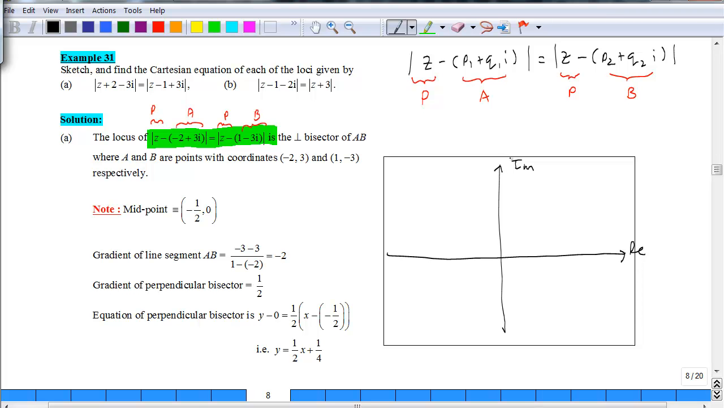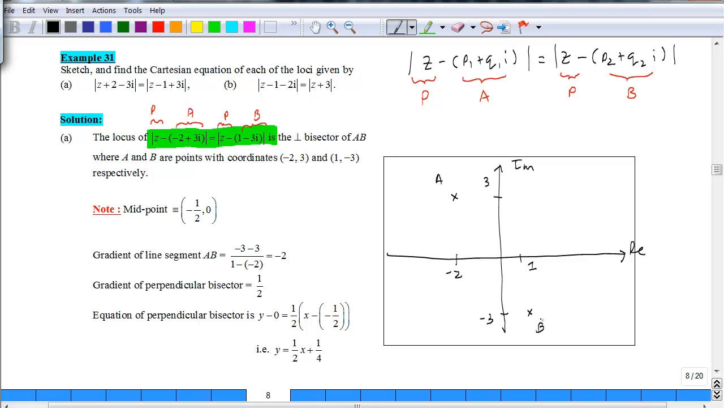Right. So negative 2 plus 3i. So negative 2, 3 is here. So this point is the point A. And the other one is 1, negative 3. So this is the point B.